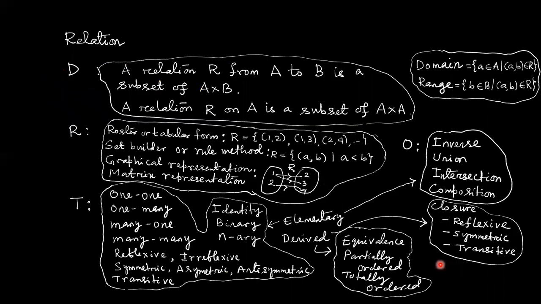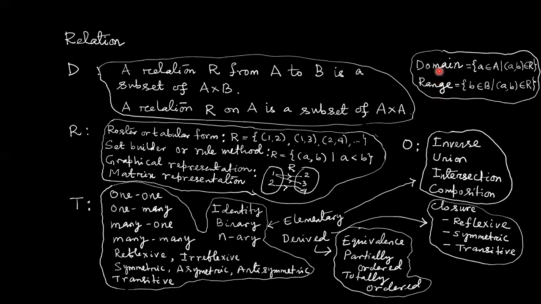Then we will discuss the relation. For relation, again, we have definition, representation, types, and operations. What is a relation? A relation R from A to B is a subset of A cross B. A relation R on A, if you define a relation on A, is nothing but a subset of A cross A. Then what do you mean by domain of a relation? What do you mean by range?